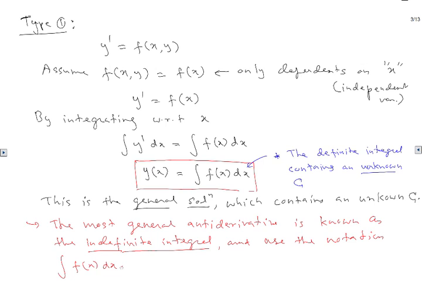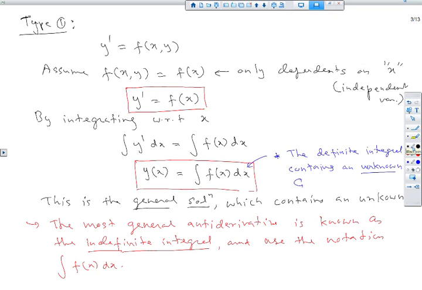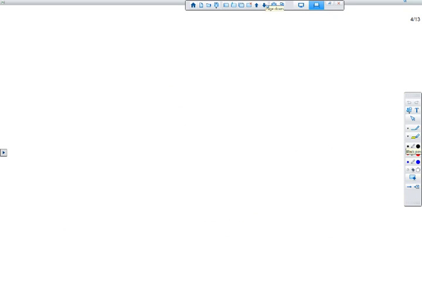So this is the first situation. What's the first situation? You can see that f(x, y) is a function of the independent variable only. Then what you can do is simply integrate both sides with respect to the variable x, and you get the solution. So that's the easy way to do it. Let's look at a few examples just to see how things are going to work.